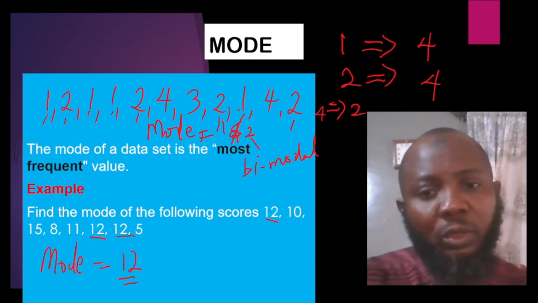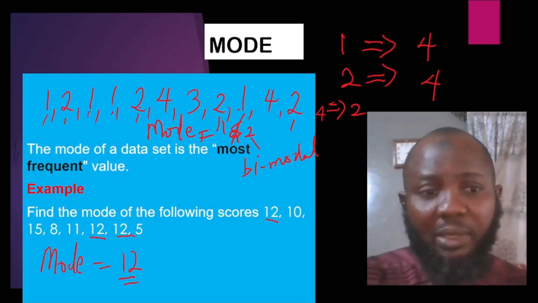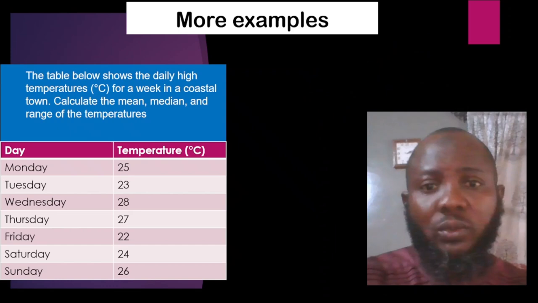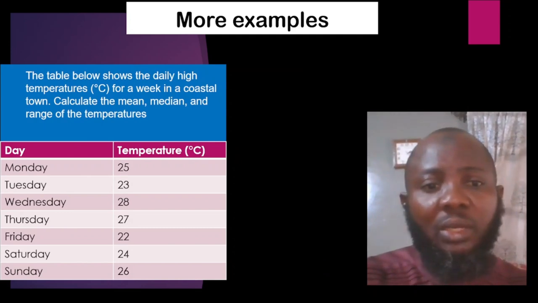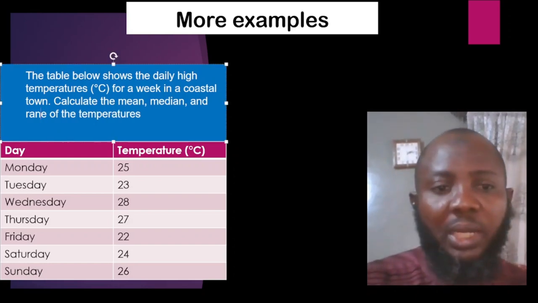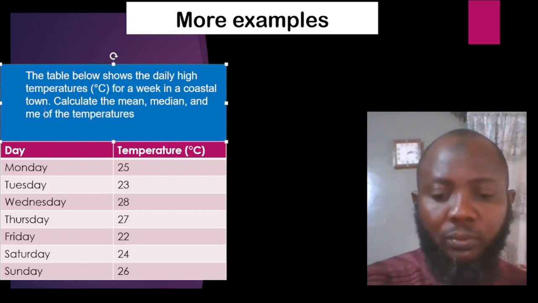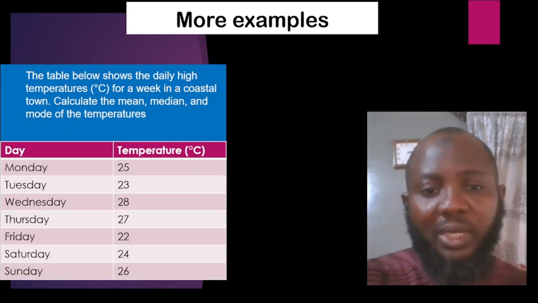But before we end this video, let's look at these examples. I have two more examples that I want to show you. So the first one is this. The table below shows the daily high temperature in Celsius degrees for a week in a coastal town. So calculate the mean, median, and mode of the temperature. So that is what we want to look at.